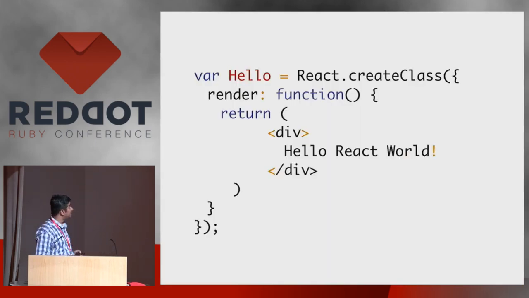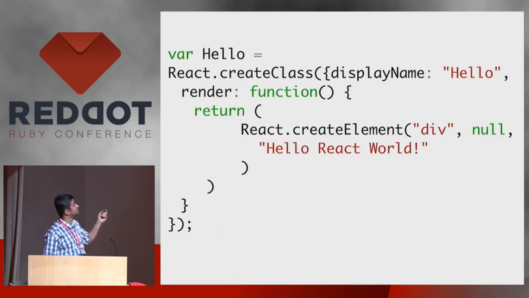So we saw the return value for this Hello component. What it actually returns is something like this, React.createElement. So it is not returning actual HTML, as I said earlier. It is returning a description of that div tag. It is returning a UI specification.